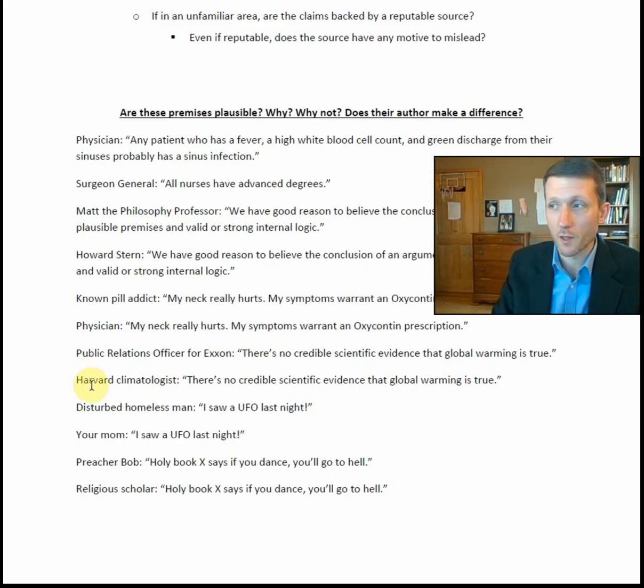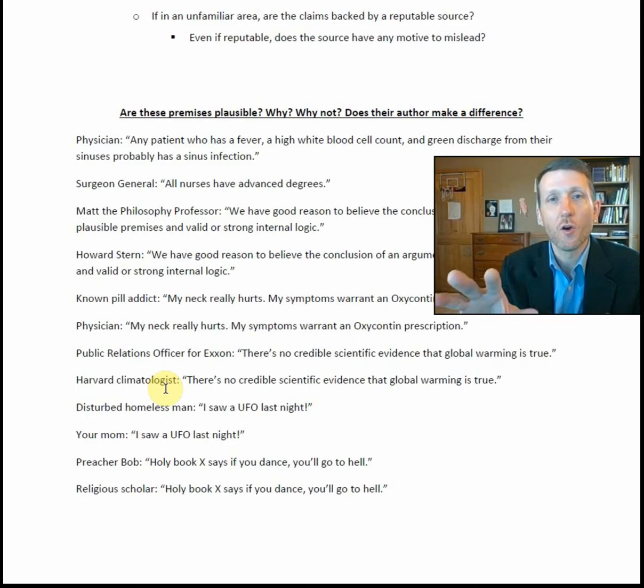Now, some have argued that academic climatologists do receive grant money from various sources and would have reason to conclude that perhaps climate change is true. But in this case, this Harvard climatologist is saying there's no credible scientific evidence that global warming is true. Maybe that department is receiving funds from Exxon. I don't know. That would be the sort of thing you would need to ask yourself when evaluating a claim in an area over which you have no expertise. If you have direct experience, direct expertise, you don't have to defer to outside authorities. But when you do, always examine whether or not they have a motive to mislead.